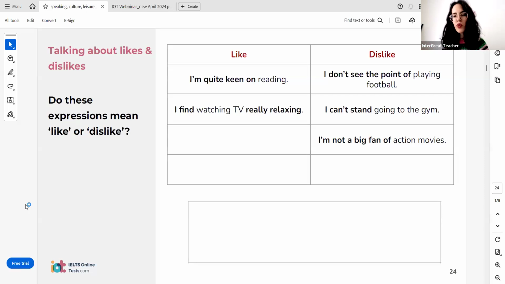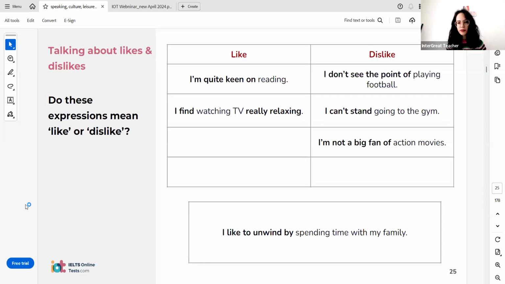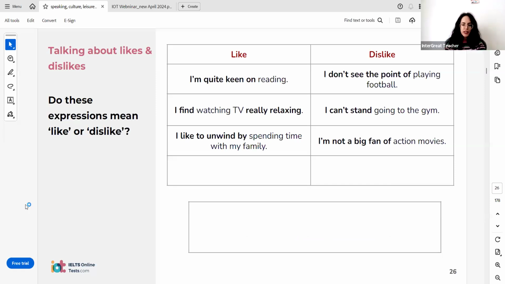Obviously, if you want to use it to describe something you like, you would just say, I am a big fan of, right? Okay, how about this? "I like to unwind by spending time with my family." Does anybody know what unwind means? Very good. Yes, unwind means to relax. So I like to relax by spending time with my family. So for sure, it's like.